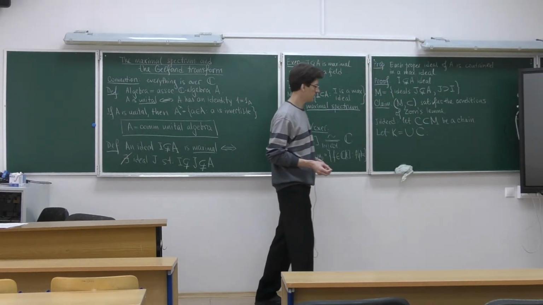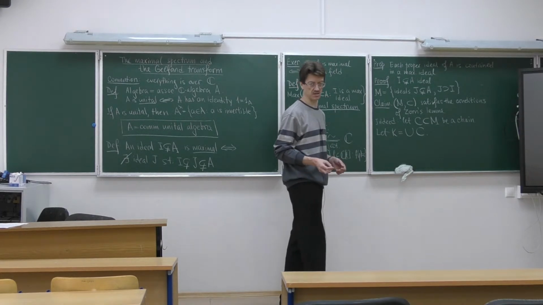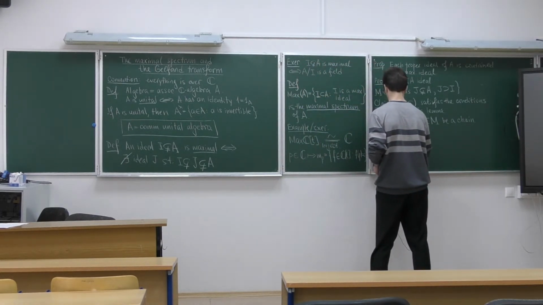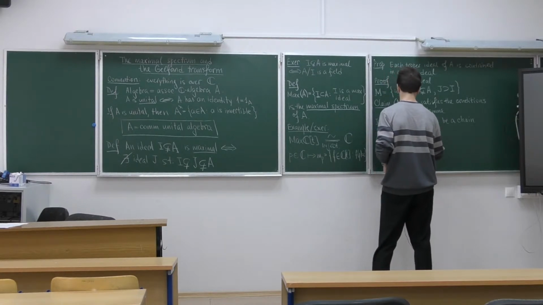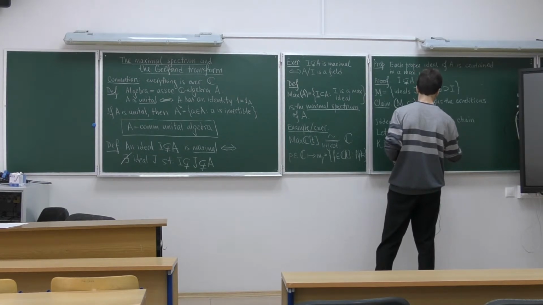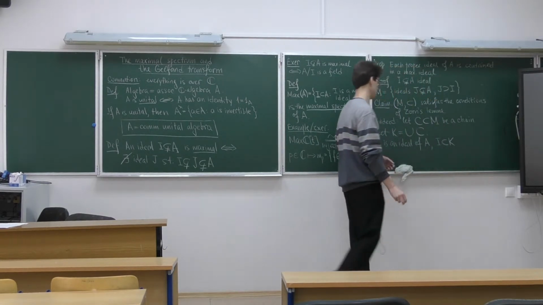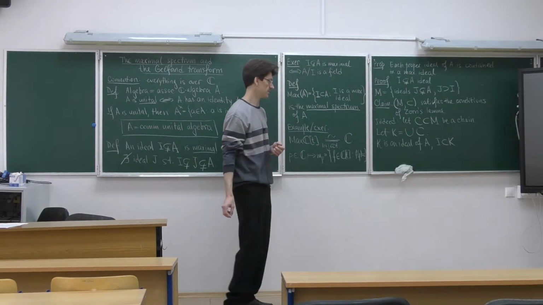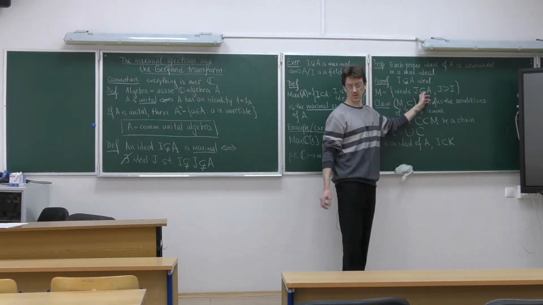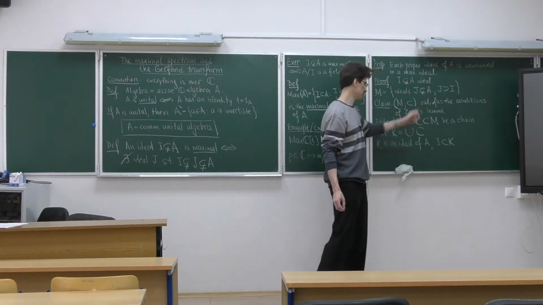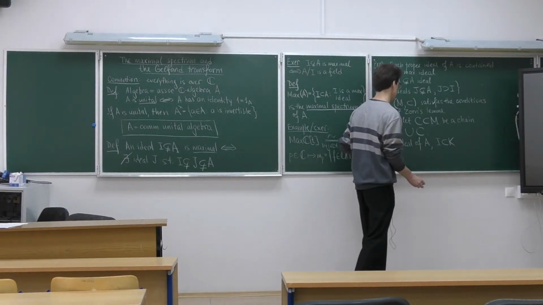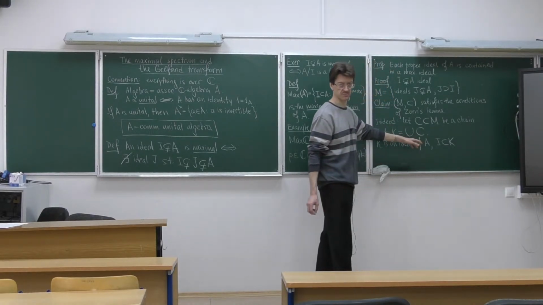Since C is a chain, it's more or less clear that K is an ideal. K is an ideal of A, and clearly it contains I, because each ideal in C contains I. Why is it proper? We consider only proper ideals. It is proper because each ideal in C is proper.